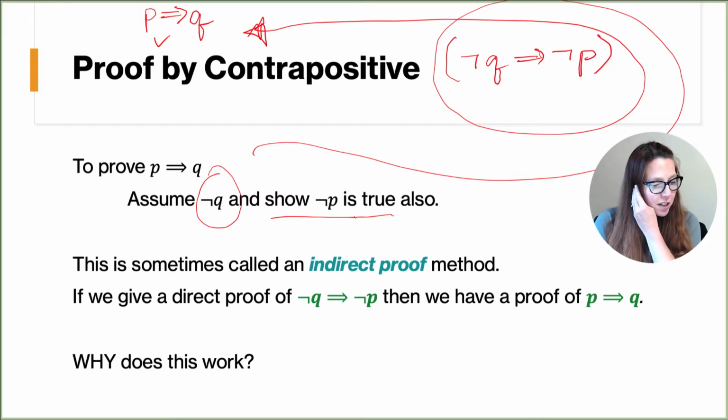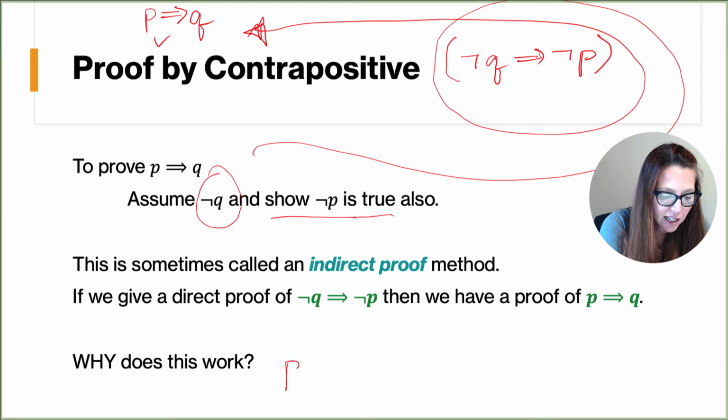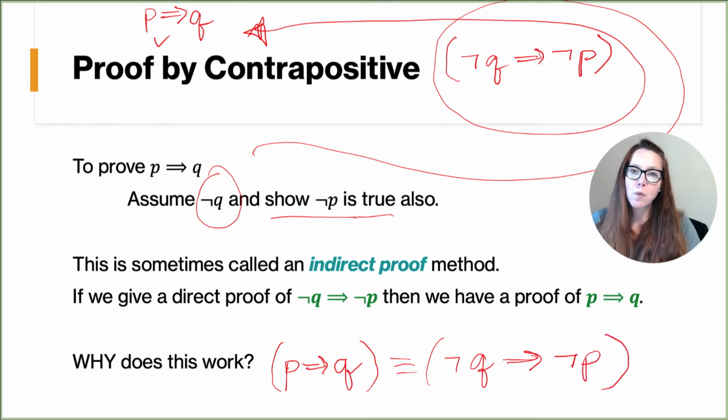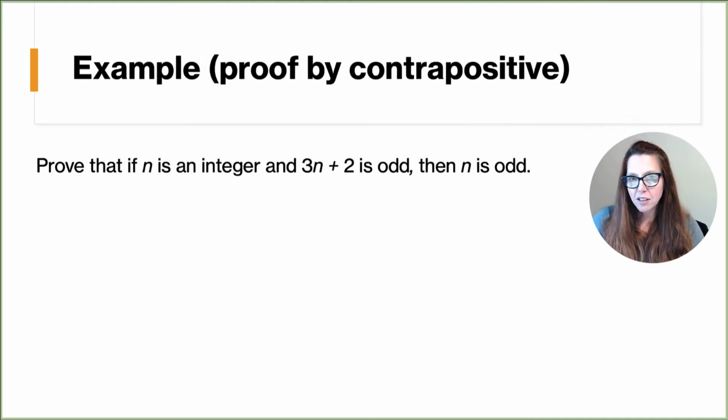And why does this work? Well, it works for what was shown on the previous slide. That's because an implication is equivalent to its contrapositive. And so showing one is the same as showing the other. So let's look at an example of proof by contrapositive.